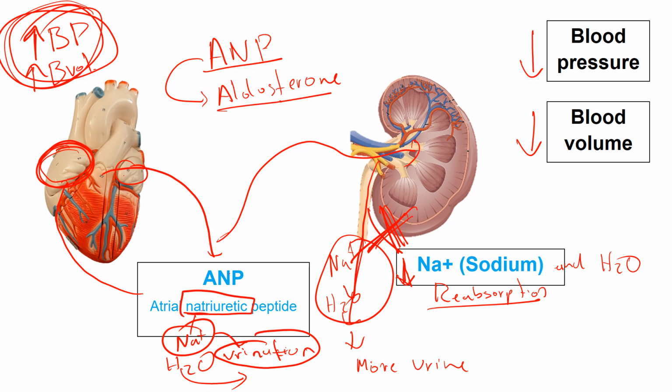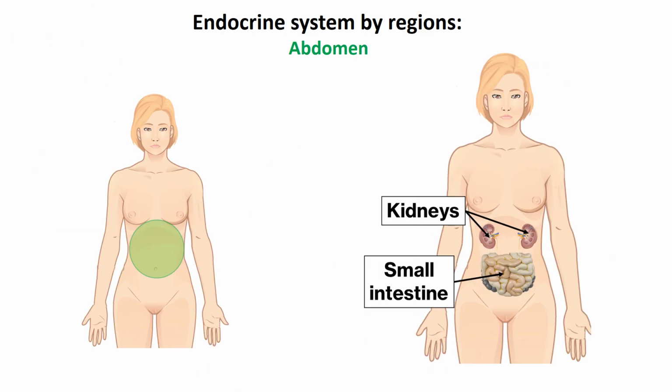Aldosterone increases the sodium reabsorption and water reabsorption to increase blood pressure. ANP inhibits or reduces sodium and water reabsorption to decrease blood pressure. And don't forget, ANP also stimulates water reabsorption directly, so independent of sodium. Okay, the other two organs with the secondary function are the kidneys and the small intestines.